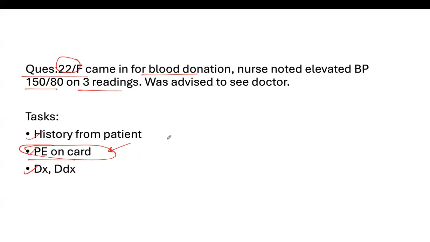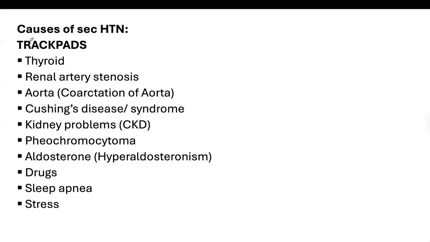So when we try to find out why this patient is hypertensive, and it's just a 22-year-old female, it's not common for a 22-year-old to have hypertension. There is usually a secondary cause for this. So try to find that out. So what are the secondary causes? We know that in 90 to 95% of cases, there is no identifiable cause of hypertension. Only in 5 to 10% of cases do we find a cause. And these are called secondary hypertension.